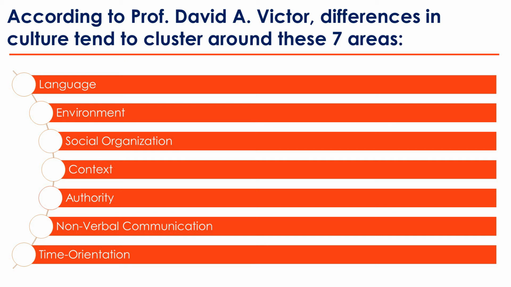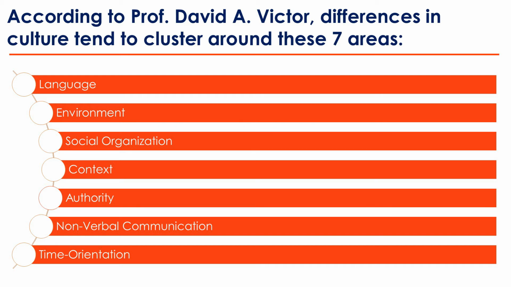The third point is social organization. Does a society or culture tend to have a very individualistic, acquisitive social organization, for instance, or does it tend to have a more collectivist, mutualistic social organization? Fourth point is context. Do you need a ton of context to understand what somebody's saying in a given society or culture, or do people tend to communicate very directly?